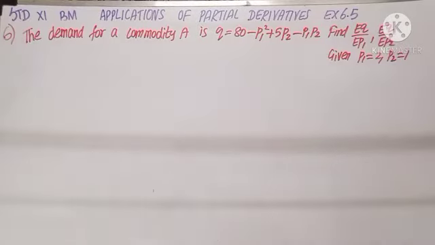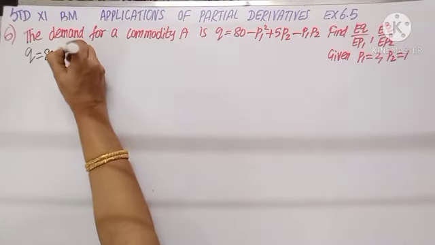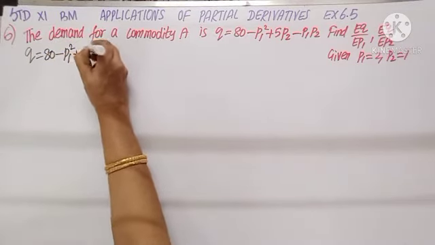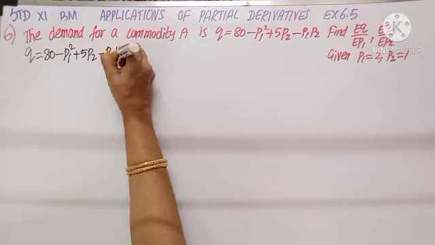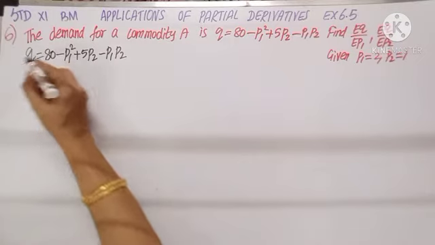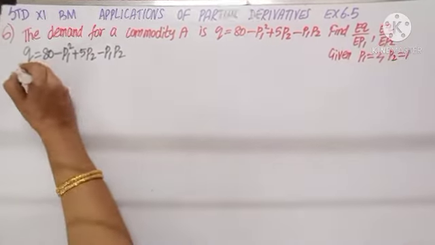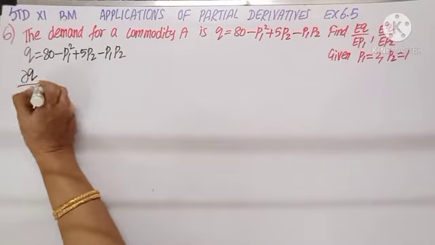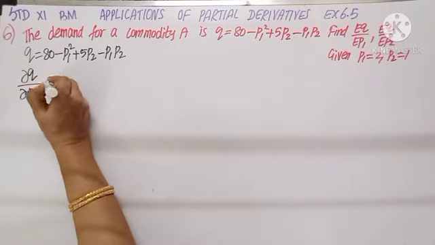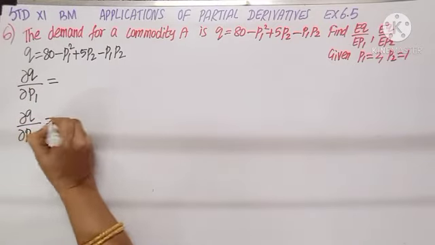Question number 6. The demand for a commodity A is Q equals 80 minus P1 square plus 5P2 minus P1 P2. Find EQ by EP1 and EQ by EP2 given P1 is 2 and P2 is 1. As I know Q, to find EQ by EP1 and EQ by EP2, I need dou Q by dou P1, also dou Q by dou P2.